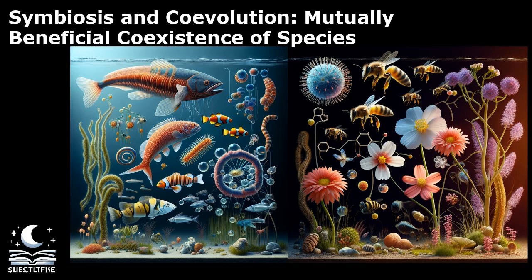Parasitism is a type of symbiosis where one species benefits at the expense of the other. A classic example of parasitism is the relationship between ticks and mammals. Ticks feed on the blood of mammals, causing harm and potential diseases to the host. This parasitic relationship highlights the negative impact that symbiosis can have on one of the species involved.